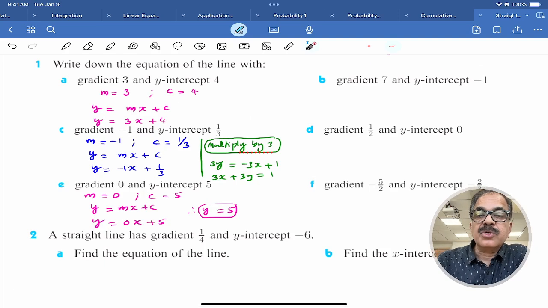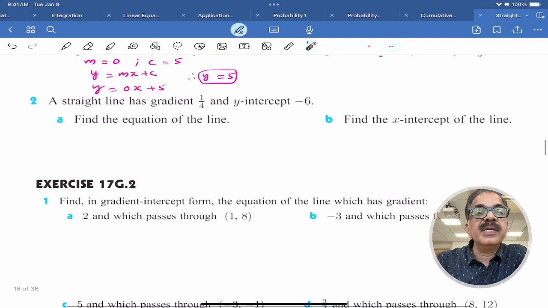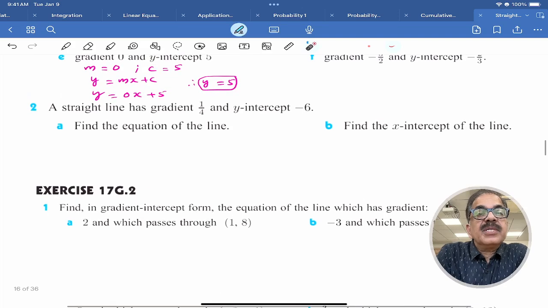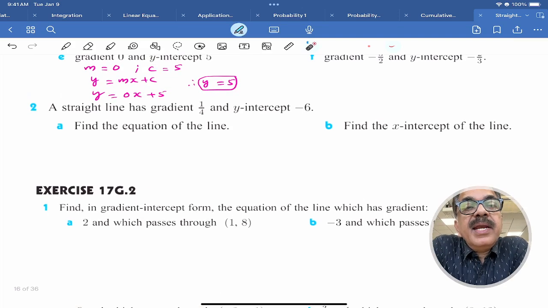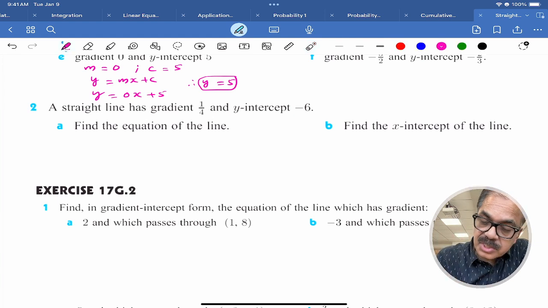Okay. So now if you go to question number 2 there, it says a straight line has gradient 1 by 4 and y-intercept negative 6. So let's put down that information. Gradient m is equal to 1 by 4. Gradient is 1 by 4. y-intercept is c. c is equal to negative 6.